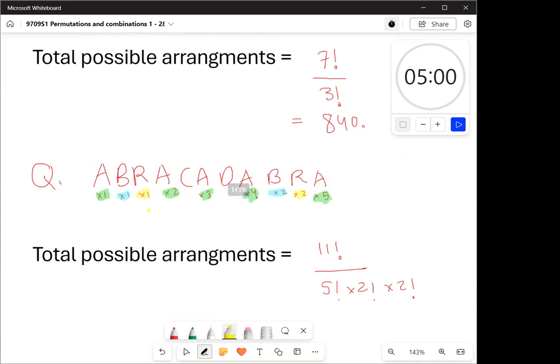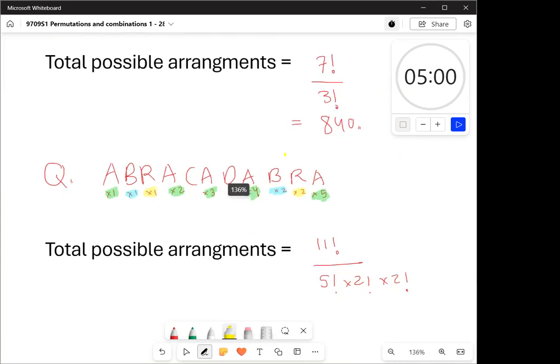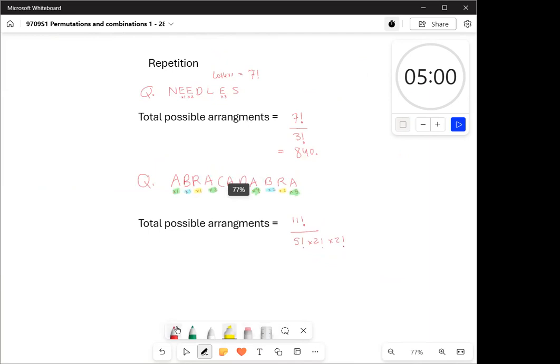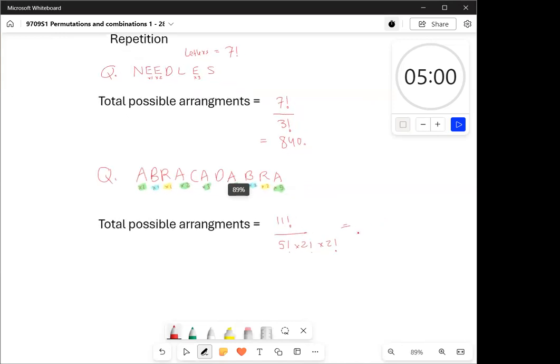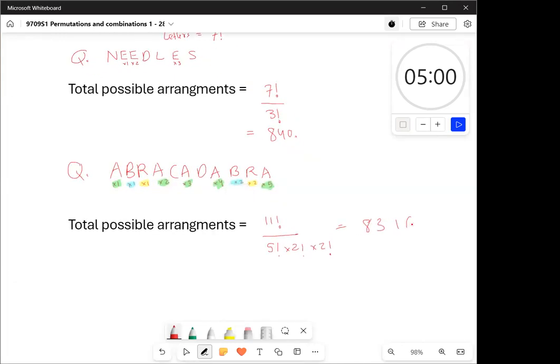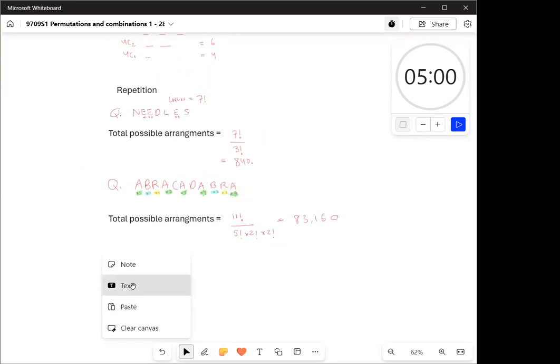Okay. Finished? That's clear? No questions here? No. What was the answer? No need of the answer, actually. You can calculate it or just do it. Find the answer. 83160. Okay. Large number. Now we have restriction.